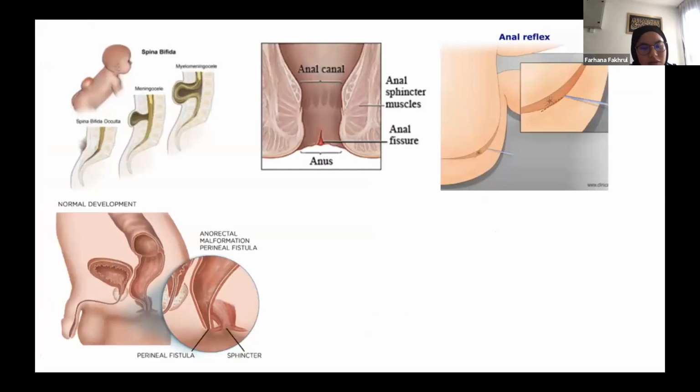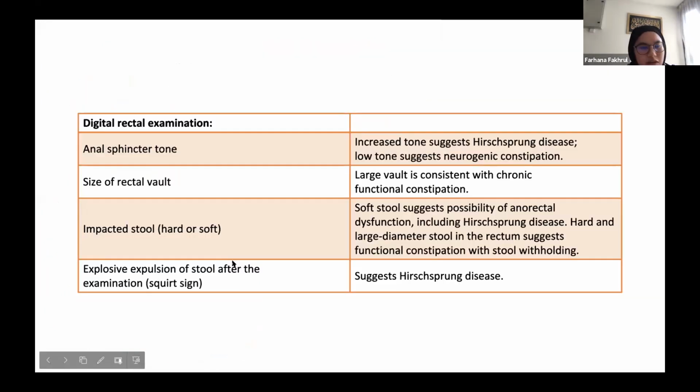Right, so these are the photos of the conditions I talked about earlier, such as spina bifida and anal fissure. This is the anal reflex, also known as the anal wink. You stroke the skin surrounding the anus to see whether there is a reflexive contraction. And the photo below is for fistula. All right, so for the DRE, digital rectal examination, check for the tone, the size of the bowel, and see whether there's impacted stool or explosive expulsion of stool after examination.